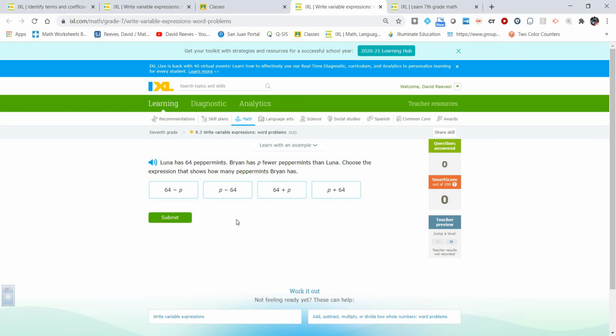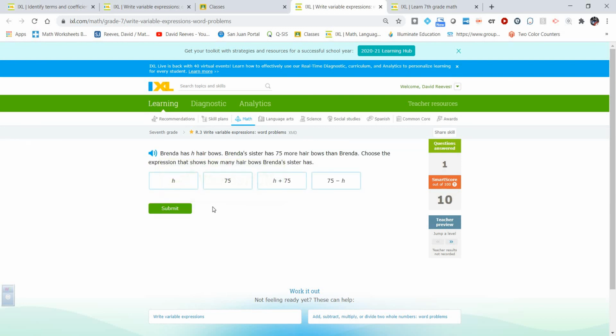Luna has 64 peppermints. Brian has P fewer than Luna. So he has fewer than her. Fewer is going to mean subtraction, so it's one of these. If he has fewer than her, then 64 minus P will give what he has. If he had 5 fewer, 64 minus 5 would be 59. If he had 1 fewer, 64 minus 1 would be 63. Sometimes if you're not sure, replace the variable with a number and think, what would I do if it's a number? And then that makes it easier.